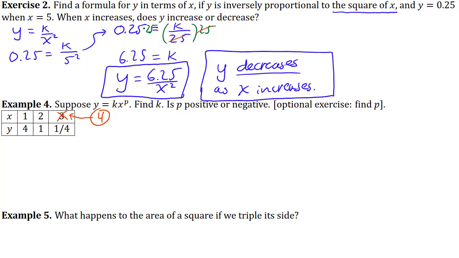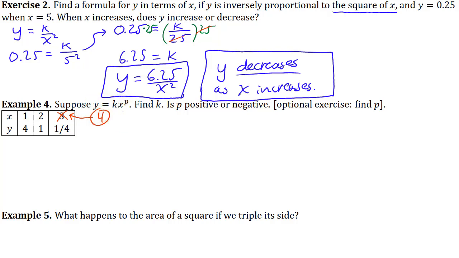So let's find k first. And see, is p positive or negative? Oh, and by the way, there's a typo here, or a mistake. Maybe it was a math mistake, I don't know. This 3 should be a 4. So cross out that 3 here and make it a 4, and then the problem will make sense. If you leave it as a 3, then it's actually impossible to make y equal to k times x to the power p.